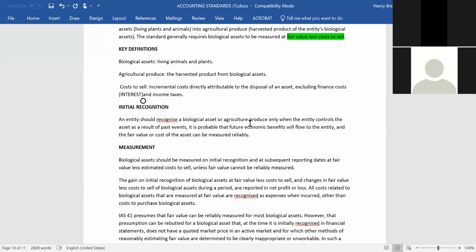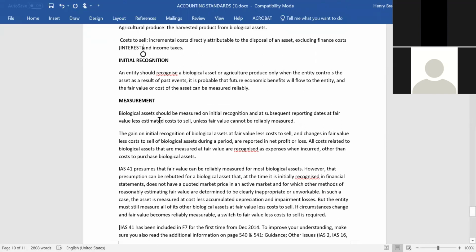In instances where it is probable that future economic benefits will flow to the entity, and the property should be measured reliably. Measurement. Biological assets should be measured on initial recognition and at subsequent reporting date at fair value less estimated cost to sell, unless fair value cannot be measured reliably. So this is really important for measurement purpose. So we said initial measurement and subsequent measurement is at fair value less cost to sell.